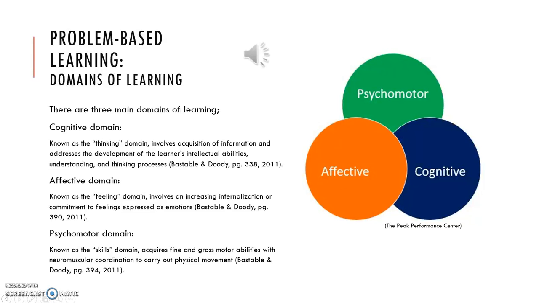The affective domain is known as the feeling domain, and it involves an increasing internalization or commitment to feelings expressed as emotions. The affective domain includes emotional and social development goals. The psychomotor domain is known as the skills domain, and it acquires fine and gross motor abilities with neuromuscular coordination to carry out physical movement.